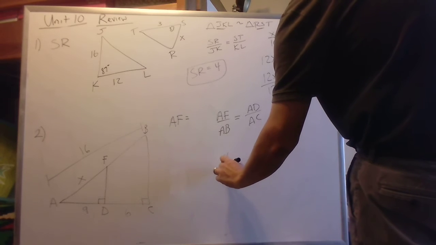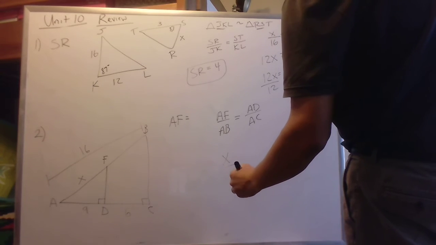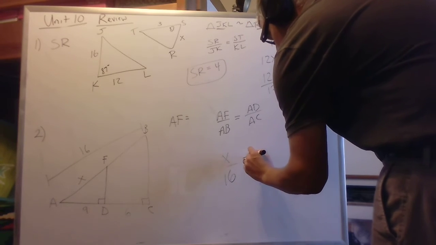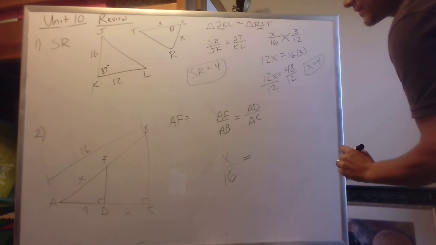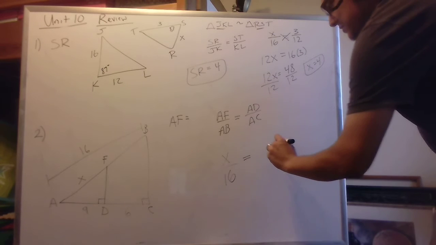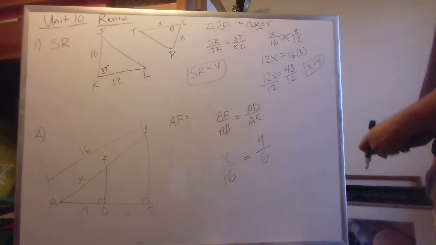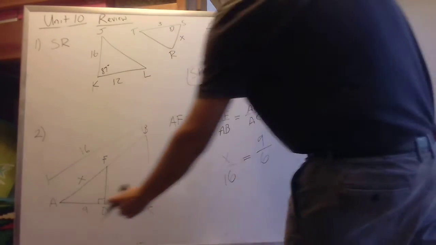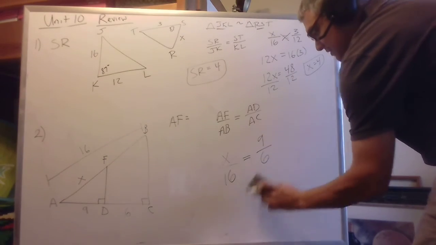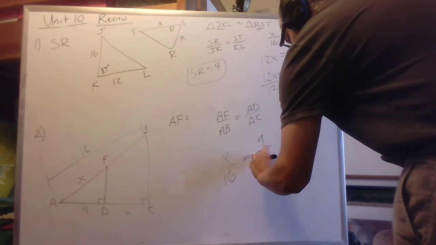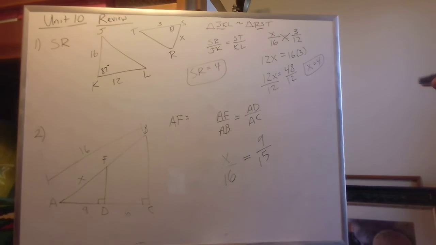So we're just going to plug in the numbers. We got X for AF over AB, which is 16, equals AD, which is 9, over 9 plus 6, which is 15. And now doing the math, we're going to cross multiply.